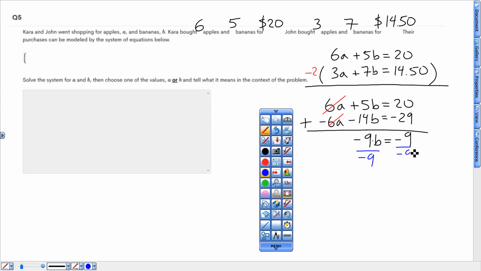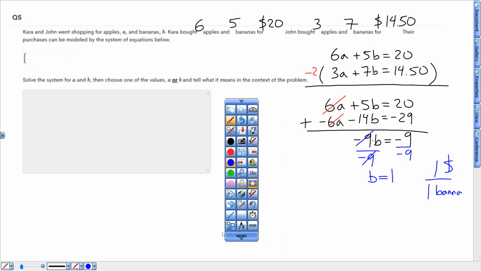Don't just divide by 9. Cancels away. Gives me half my answer, b equals 1. But just remember, part of this problem is making sure that you know that that b number is $1 for every one banana. That's what that answer really, really means.